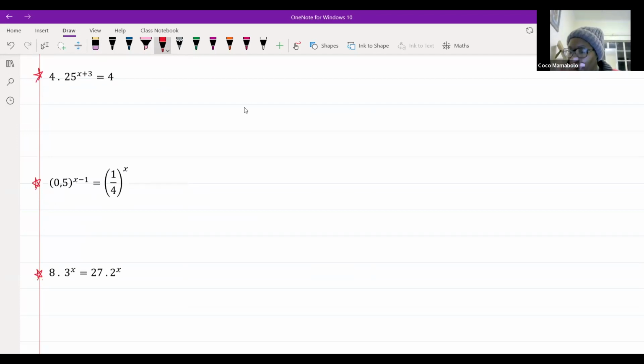Pop your favorite emoji in the chat when you're ready to answer either of those. Now, number 3 is going to really kick our butts, so let's think outside the box for number 3. All right, take it away, guys. Pop your favorite emoji in the chat when you're ready.